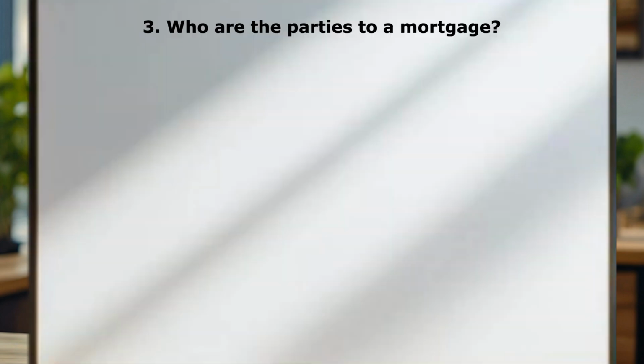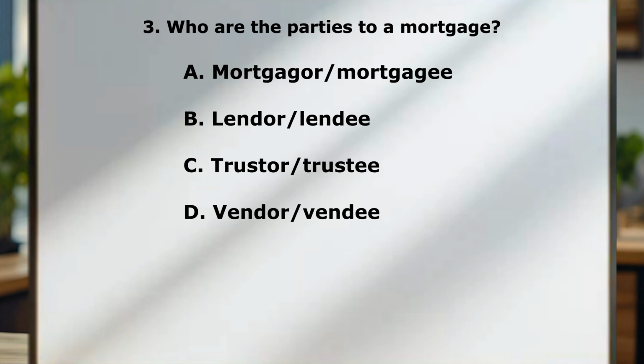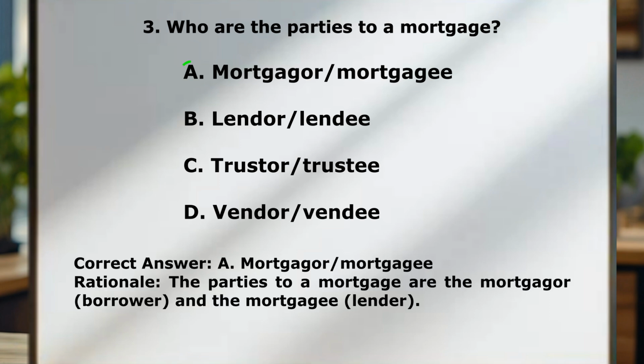Question number 3. Who are the parties to a mortgage? A. Mortgager, mortgagee. B. Lender, lendee. C. Trustor, trustee. D. Vendor, vendee. We're not talking about a vendee Starbucks here, okay? The correct answer here is A. Mortgager and mortgagee. So the parties to a mortgage are the mortgager, who's the borrower, and the mortgagee, the lender.